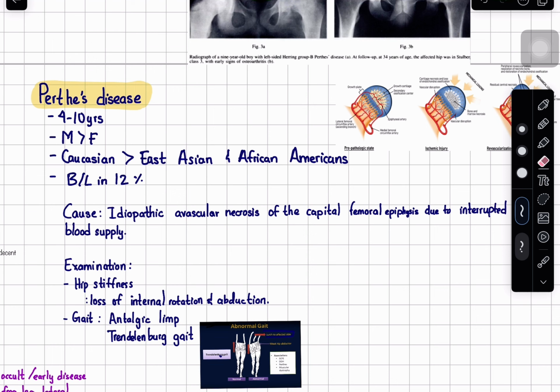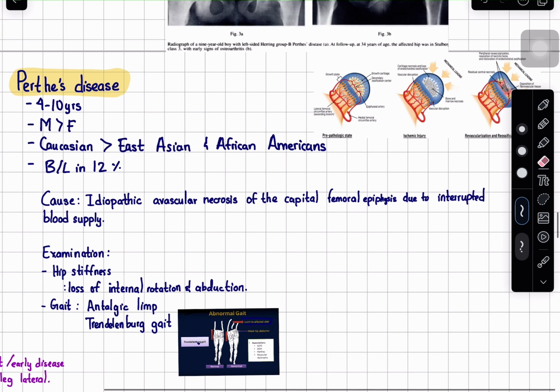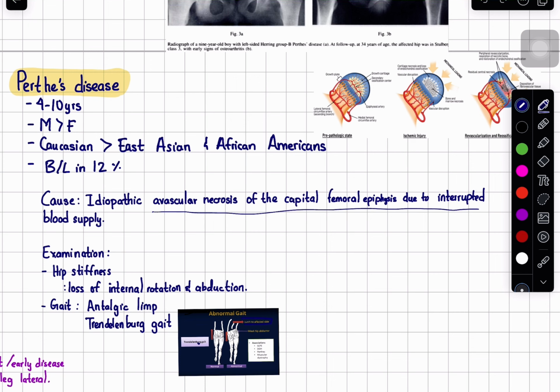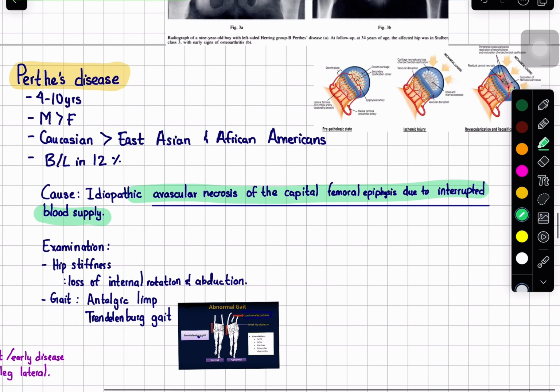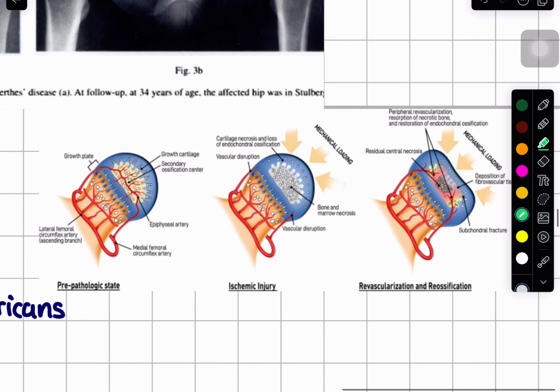Perthes disease is usually seen in 4 to 10 years, male more than female, Caucasian more than East Asian and African Americans, bilateral in 12%. The cause is idiopathic avascular necrosis of the capitofemoral epiphysis due to interrupted blood supply. This is the important thing. Idiopathic avascular necrosis of the capitofemoral epiphysis due to the interrupted blood supply, as you can see in this picture.